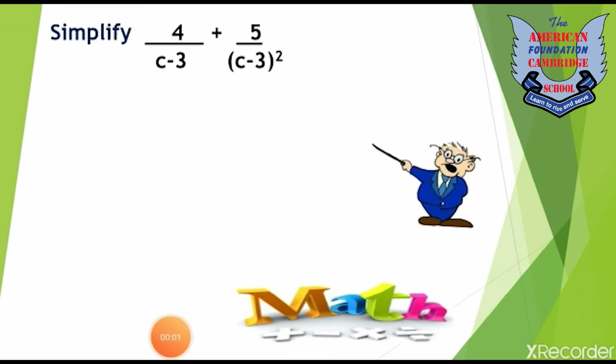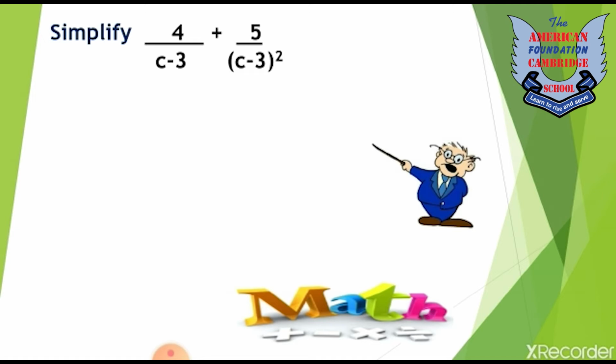Simplify 4 over c minus 3 plus 5 over (c minus 3) whole square. In this case, we have almost the same expression in both the denominators but with different powers. The first fraction has c minus 3 and the second fraction has (c minus 3) whole square. The LCM would be (c minus 3) whole square.